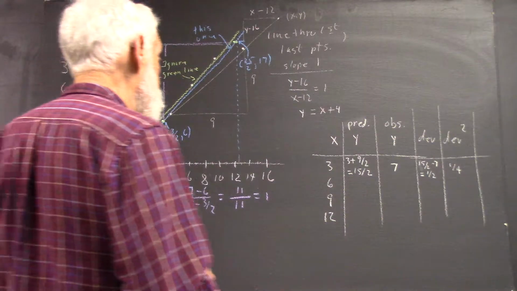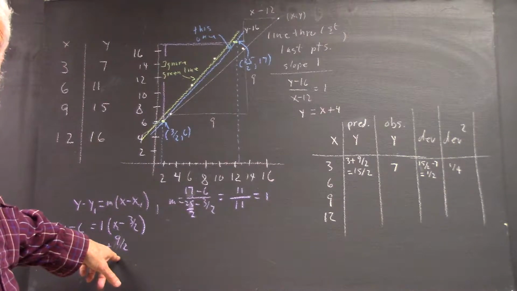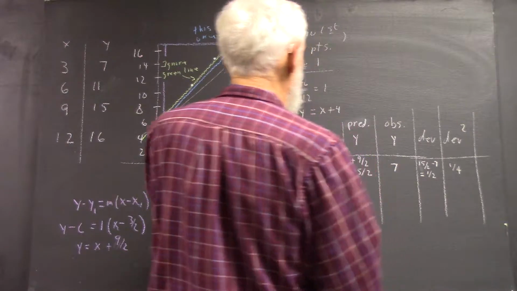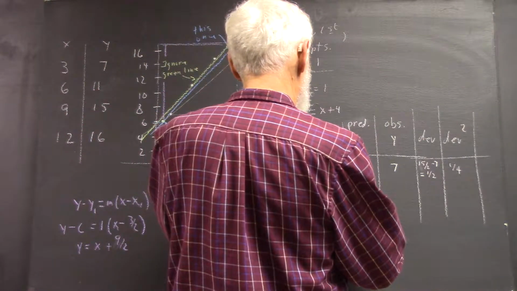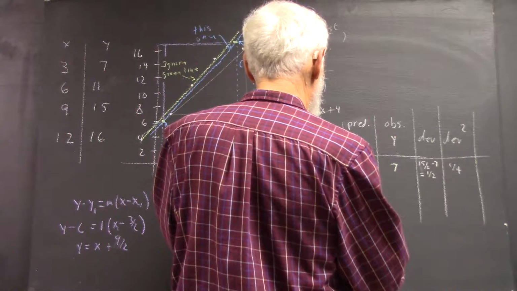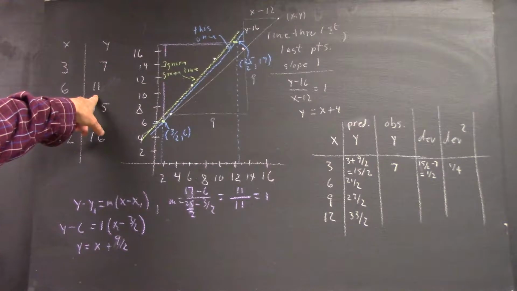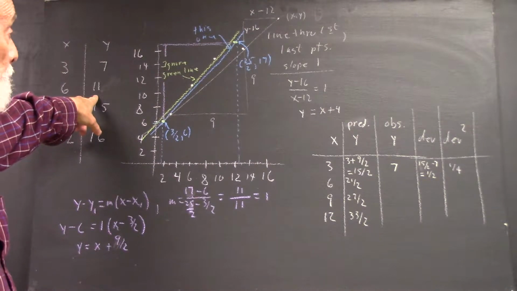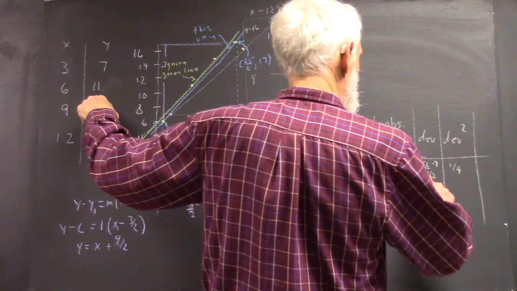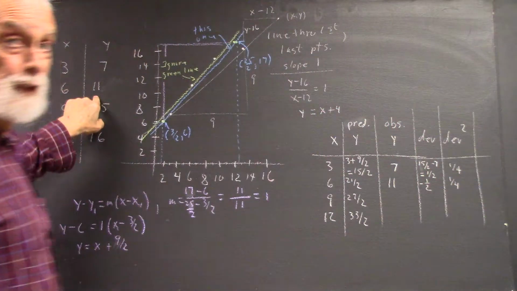Okay. So then we do the rest of our predictions. We're just adding 9 halves to the x value, right? Well, that's 12 halves and 9 halves is 21 halves. That's 18 halves and 9 halves is 27 halves. That's 24 halves and 9 halves, which is 33 halves. Our deviations, 21 halves minus 11, right? Our observed is 11, and our deviation is negative 1/2. When we square that, it's still 1/4. Okay?